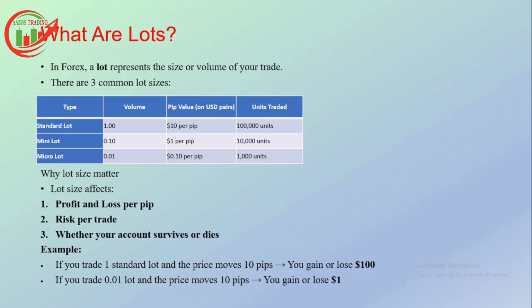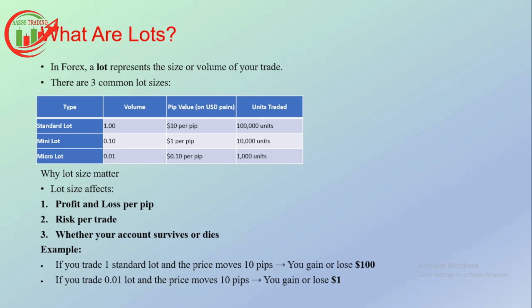Then for mini lots, the volume is 0.10. Please take note of this, because it's very important to understand. When you get our course, we will not be breaking these things down again. You will just hear us say we are going on mini lots with gold, and you should know what that means. You should know the volume.